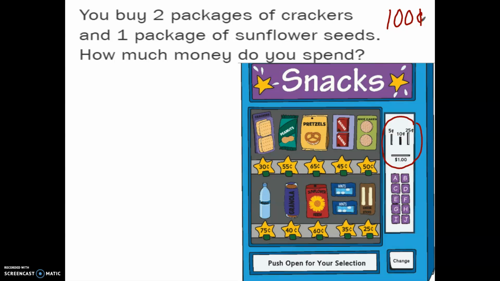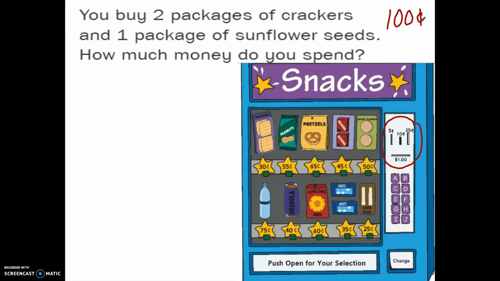So what I want you to imagine is that you have 100 cents in your pocket. Okay? And we're going to determine whether you have enough to buy some items. Okay? So you buy 2 packages of crackers and 1 package of sunflower seeds. How much money do you spend?